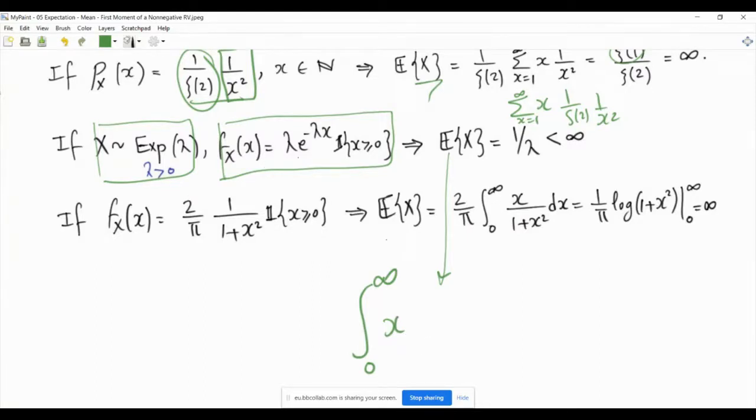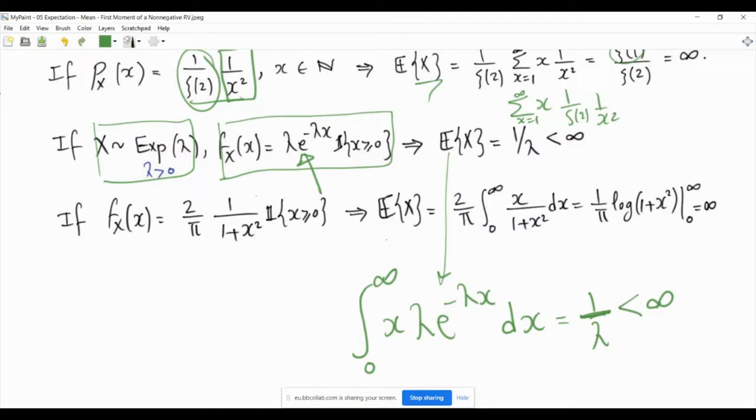For the exponential, you go and look it up. Basically, the PDF looks like this: some positive parameter lambda, e to the minus lambda x dx. You do this integration and you find that it is equal to 1 over lambda, so it is 1 over a strictly positive number, and you get something that is finite.